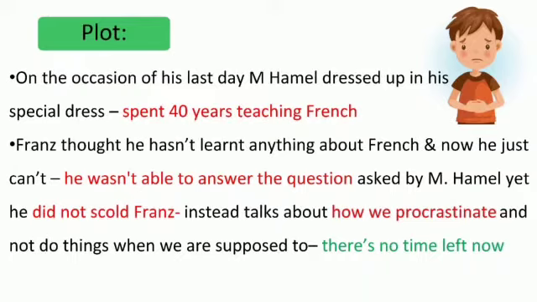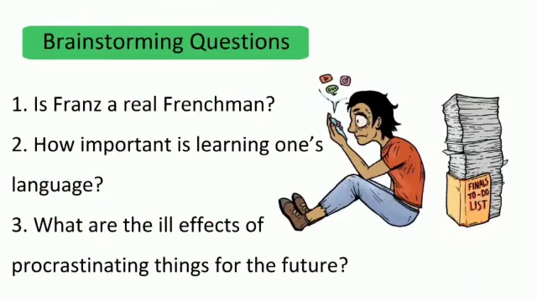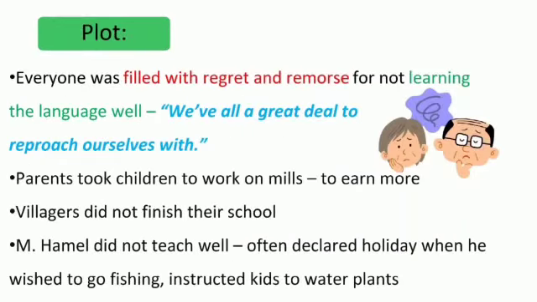Now we will look at some brainstorming questions and analyze. Consider Franz a real Frenchman. What do you think? Is he a real Frenchman? He is not aware of his mother tongue. Will you really call him a Frenchman? Do you think it is important to learn one's language? What, according to you, are the ill effects of procrastinating things for the future? These are very general questions. Think about it, think out of the box, and then you know the drill. Let's move on with the story.